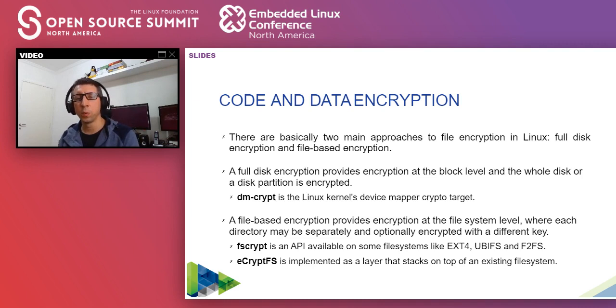And if you want to do encryption on top of the file system, we have two options. FSCrypt, that's basically an API provided by some file systems like ext4 or UBIFS. Another option is eCryptfs. That's a layer that you could add on top of any file system. So it could be another file system, for example JFFS2, I don't know, any other flash file system. So it's really a generic implementation that you could use on top of any kind of file system on Linux.